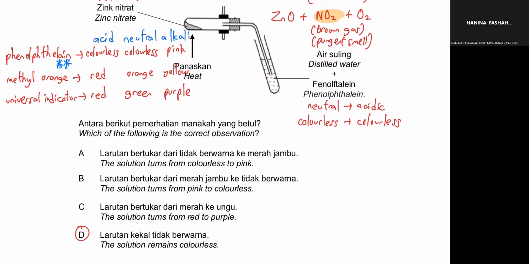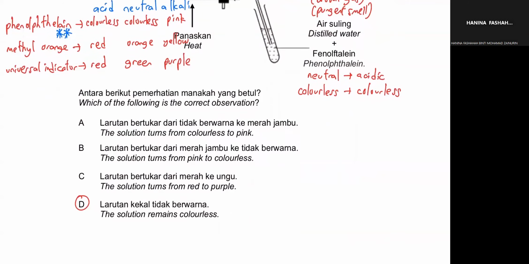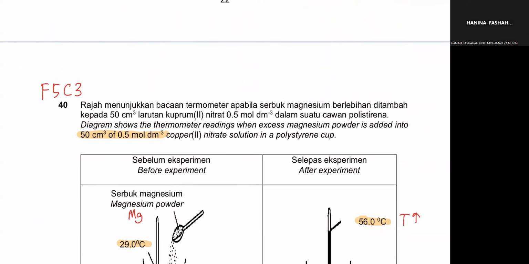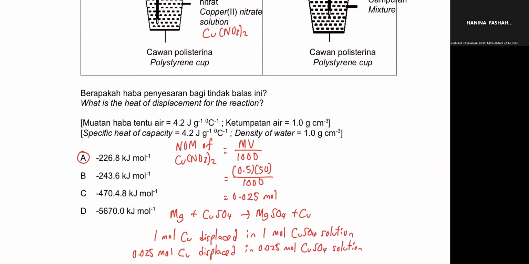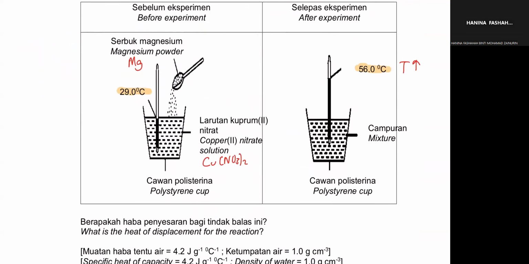No alkali involved here. Nitrogen dioxide is an acidic gas. This is its color, in case you want to know. Then question 40 is A. It's just a calculation for the heat of displacement.